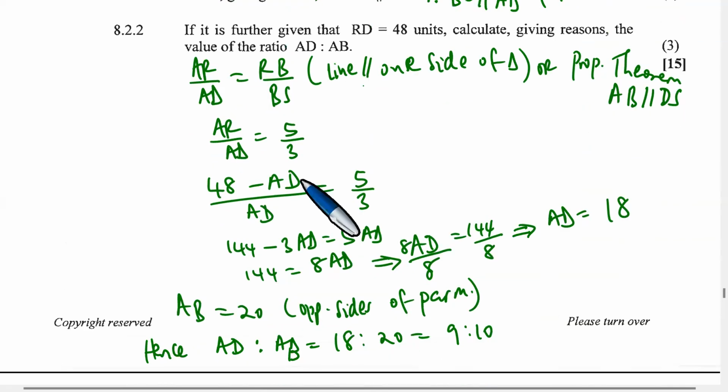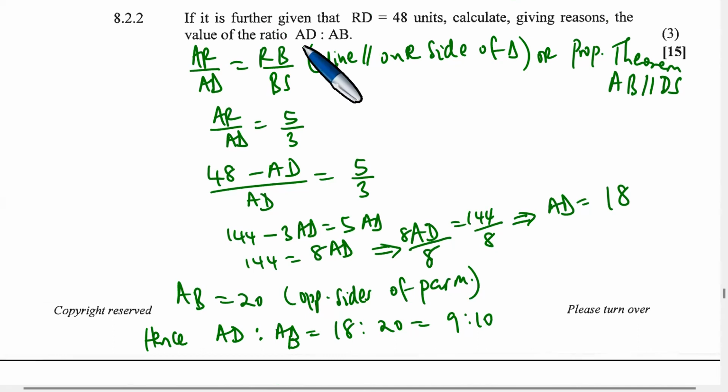They said, calculate, giving reasons, the value of the ratio AD to AB. The ratio of AD to AB is 9 is to 10. Next question.